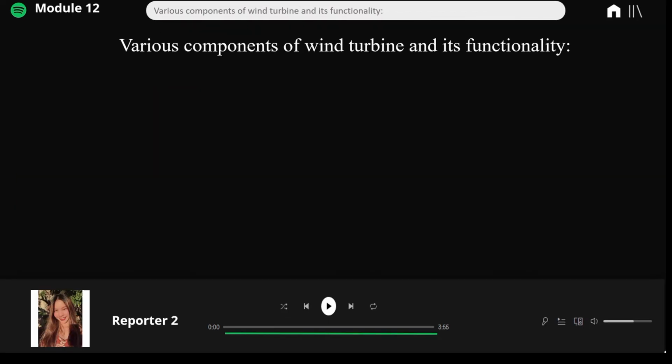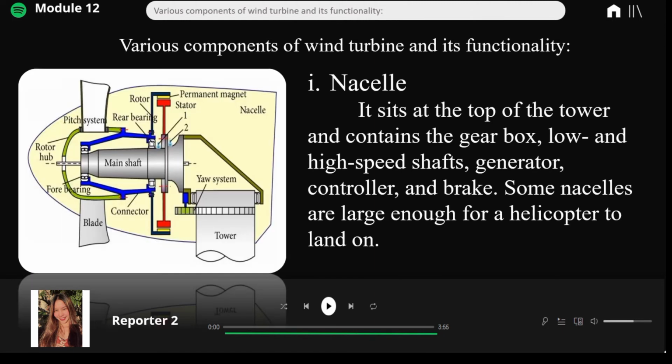Moving forward to letter I, which is the nacelle. The nacelle sits at the top of the tower and contains the gearbox, low and high-speed shafts, generator, controller, and brake. Some nacelles are large enough for a helicopter to land on. Regarding this component, it is simply located at the top of the tower of a wind turbine and consists of the gearbox, low and high-speed shafts, and so on. Or what I should say is, it is the cover housing that houses all of the generating components.